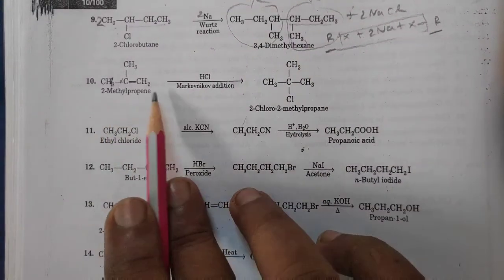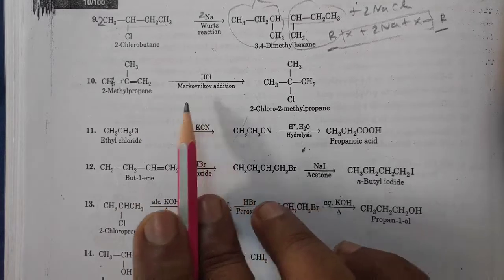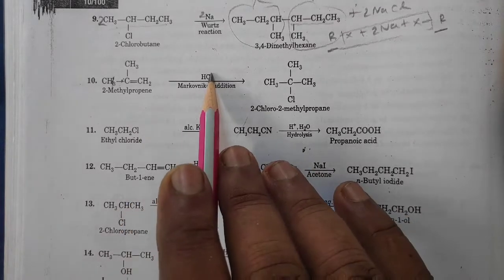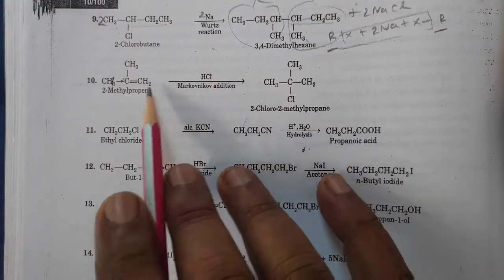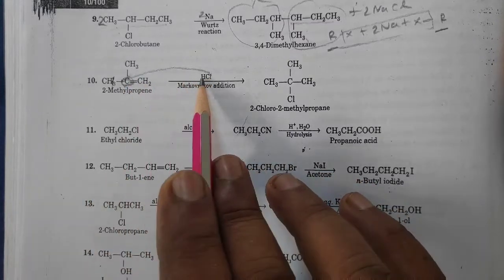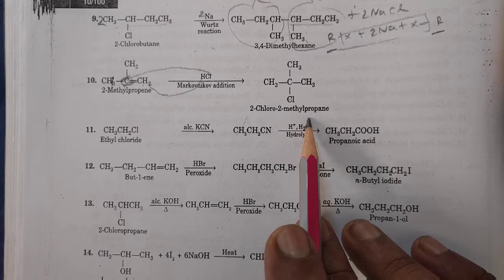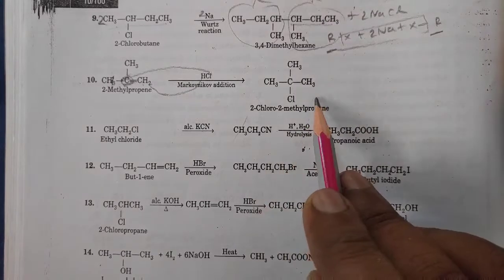Then what is given here? 2-methylpropene and HCl, Markovnikov addition. You will come to know, chlorine will get substituted at the position which contains less number of hydrogen. So Cl will go at this position and H will go at this carbon. So this is the major product, because it follows Markovnikov rule.